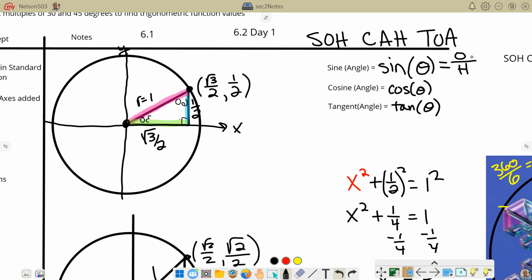I'm going to say it again. You write it down. Opposite over hypotenuse. That's what the O and the H stand for, and that's why they're in that order. You've got to have the opposite up in the numerator and the hypotenuse in the denominator. It's a ratio. The sine is the ratio of the opposite leg to the hypotenuse.